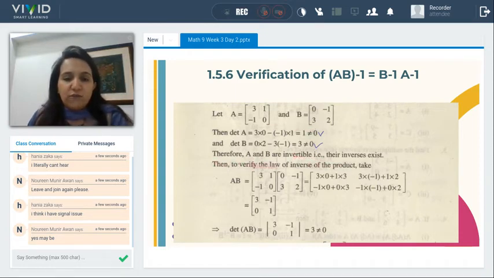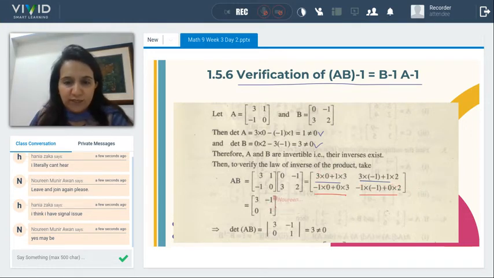Then to verify the law of inverse of the product, अब law of inverse अगर वेरीफाई करना है, ये दिस इज द लॉ ऑफ इनवर्स. क्या है? सबसे पहले वी हैव टू मल्टीप्लाई A B देन टेक इट्स इनवर्स. अब A B को मल्टीप्लाई करना है. मल्टीप्लिकेशन स्ट्रैटेजी को यूज करते हुए फर्स्ट रो फर्स्ट कॉलम, फर्स्ट रो सेकेंड कॉलम, first row, first column, first row, second column. Then second row, first column, and second row, second column. उन दोनों को ऐड कर देंगे तो वी विल गेट दिस A B.